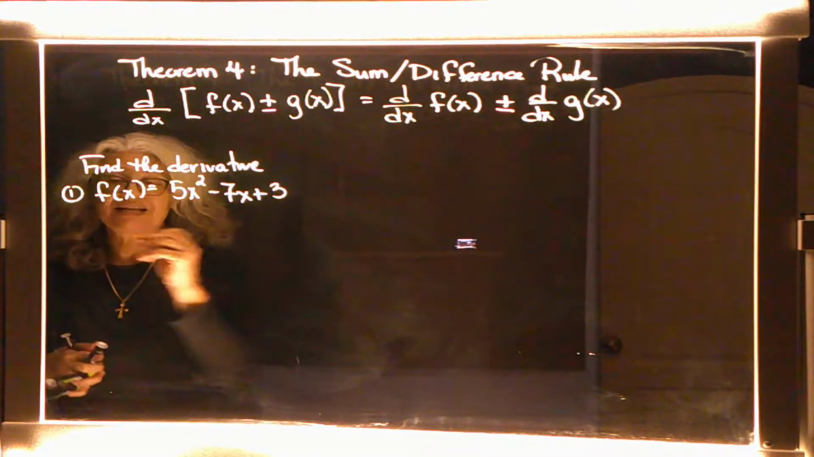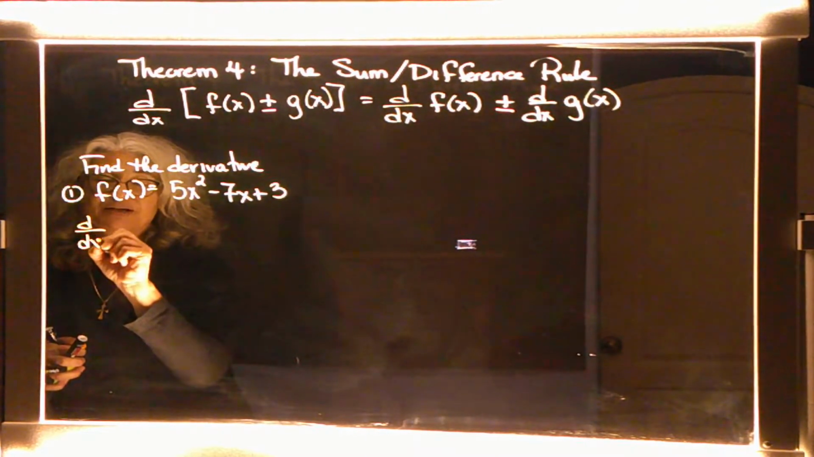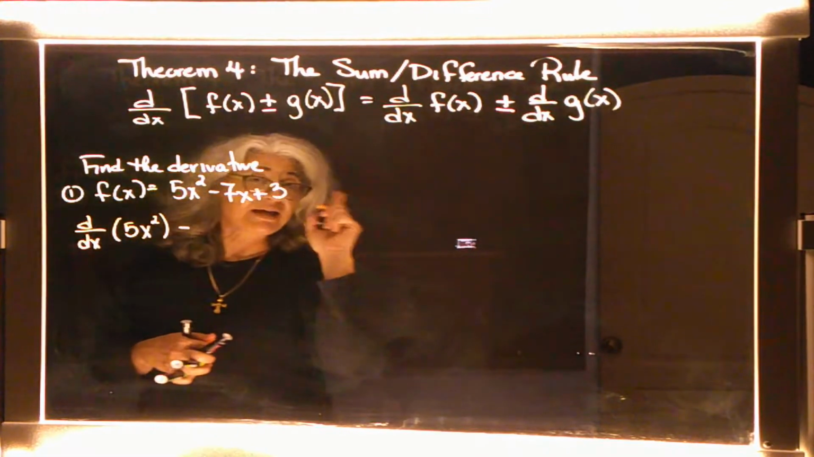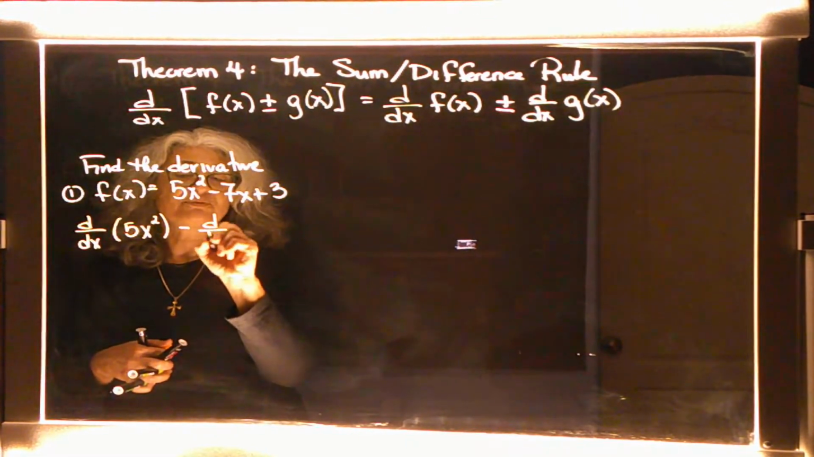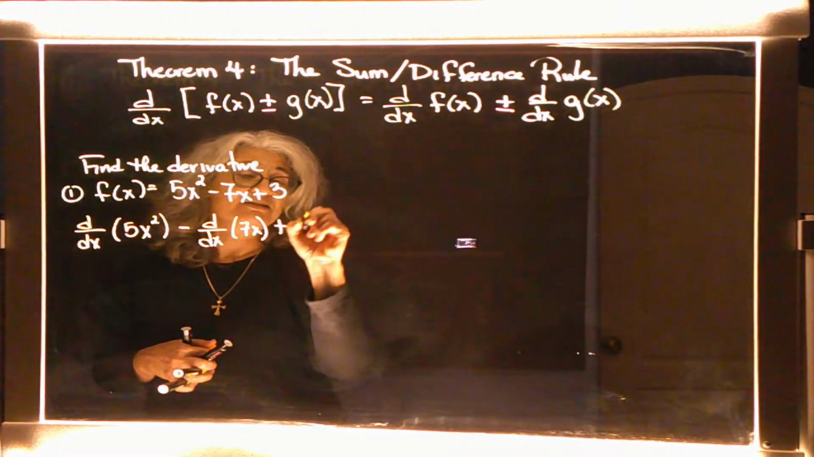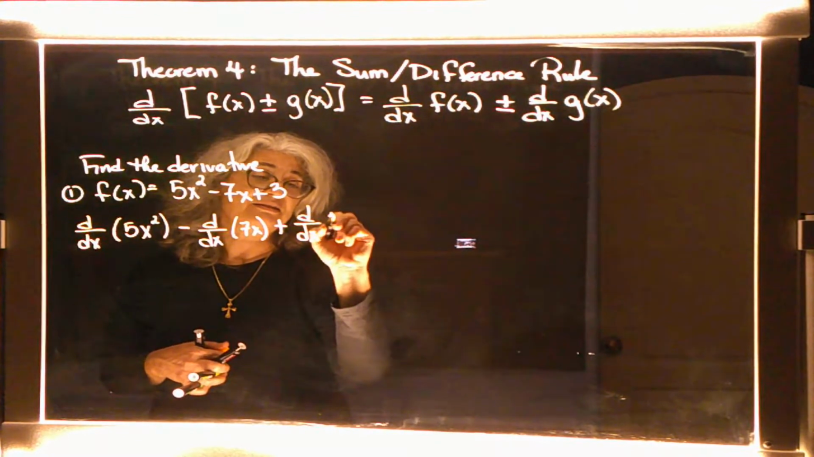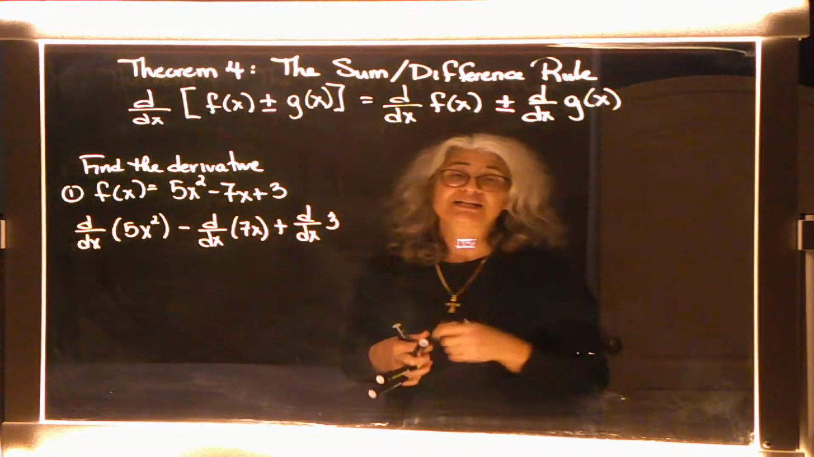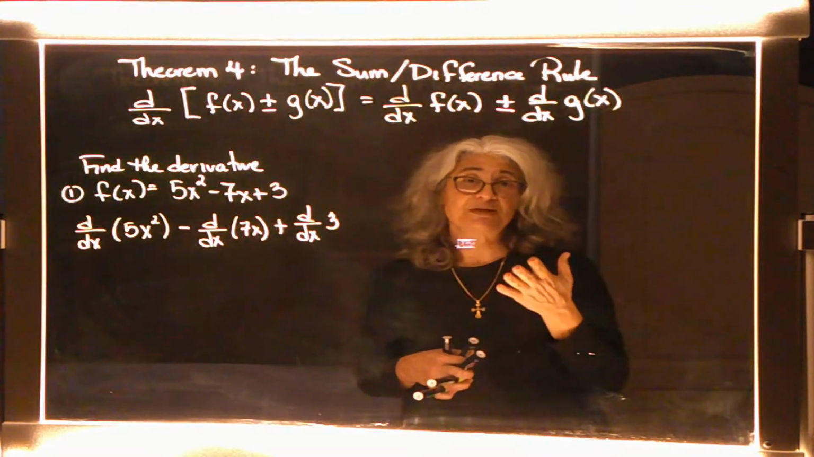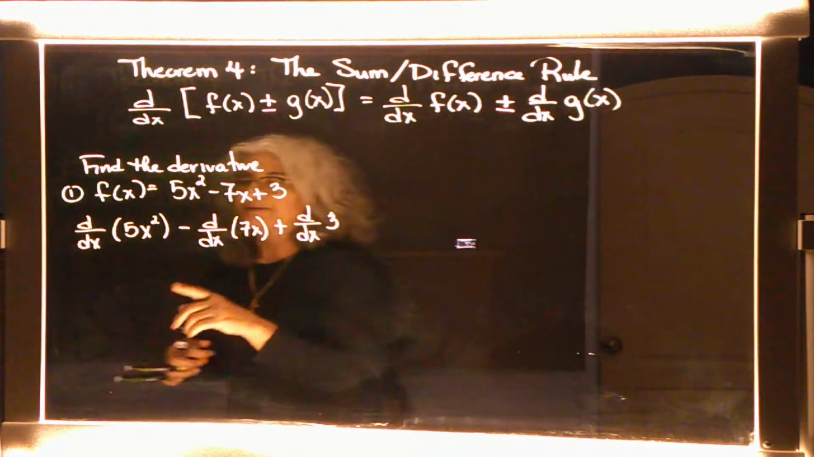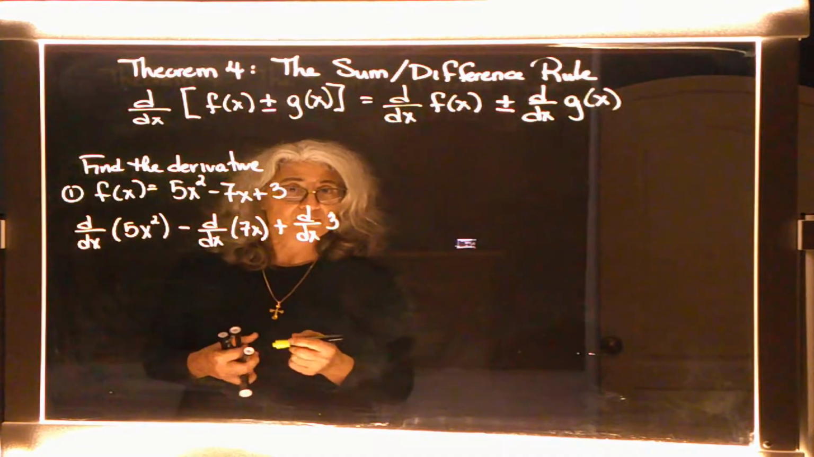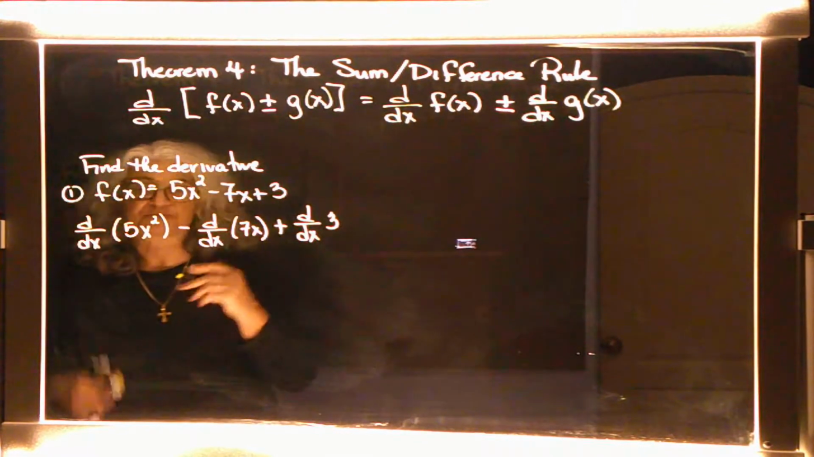I can actually take the derivative with respect to x of the 5x squared, and then subtract from it the derivative with respect to x of 7x, and then add to it the derivative with respect to x of 3. I can look at it in 3 pieces, which is going to make our lives so much simpler. With me? Okay, so let's see what you got. I need to take the derivative of 5x squared. So let's see what you remember from the last few problems.